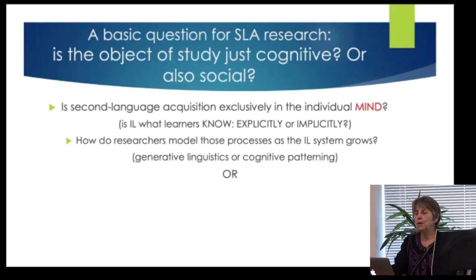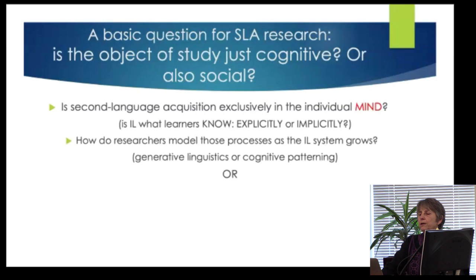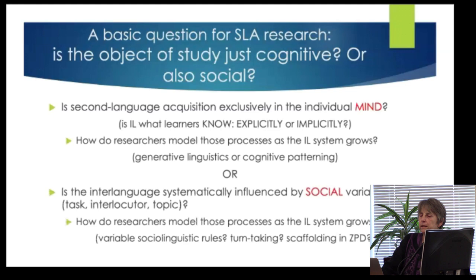If you do the first thing, you're only looking at the individual mind, then you're saying interlanguage or learner language is what learners know, either explicitly, what they can tell you about the language, or implicitly, something they know unconsciously. And then if it is that, how do researchers study it? How do researchers model the processes of acquiring a second language as this knowledge grows? This is the approach generally taken by generative linguists or cognitive psychologists, so they're looking for linguistic rules or cognitive patterns.